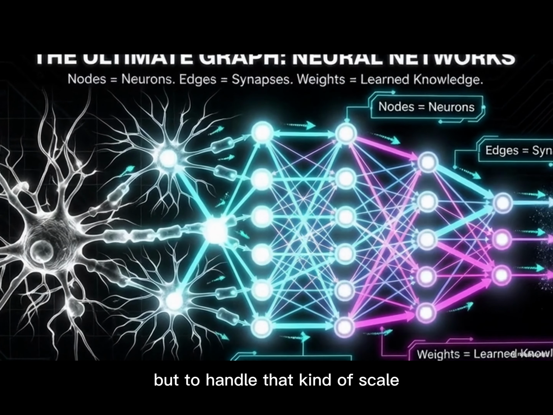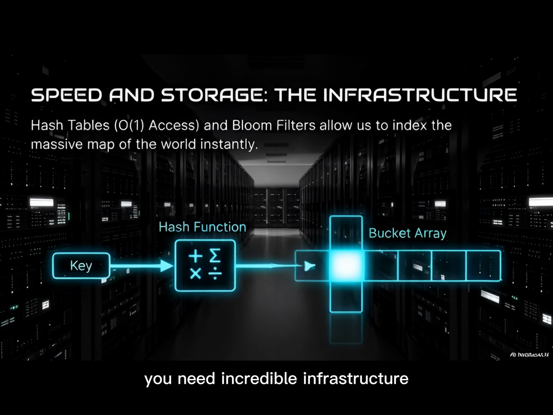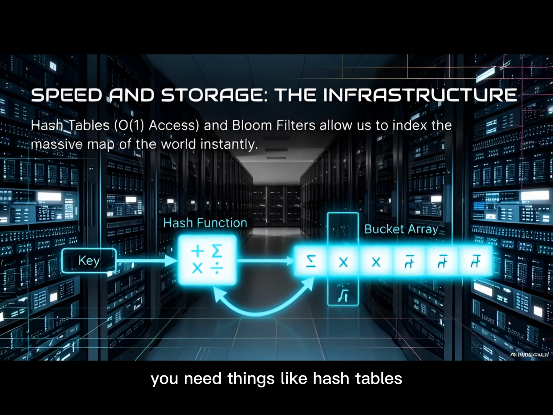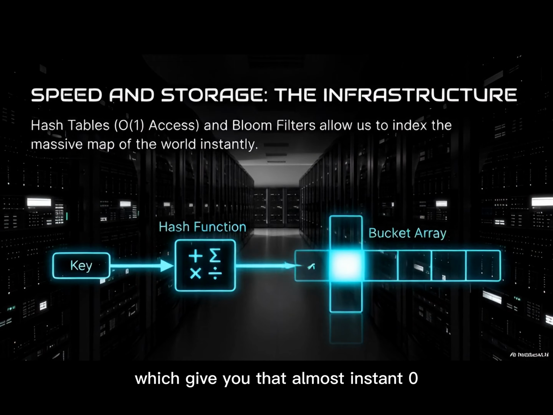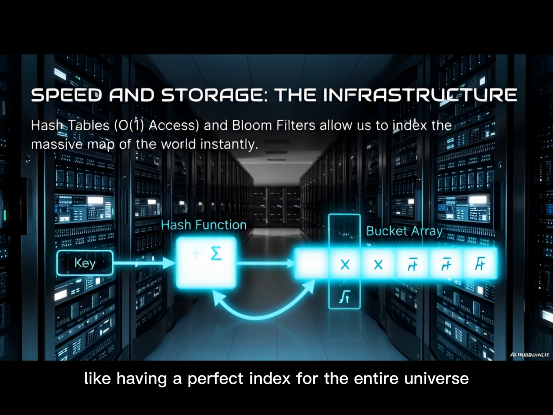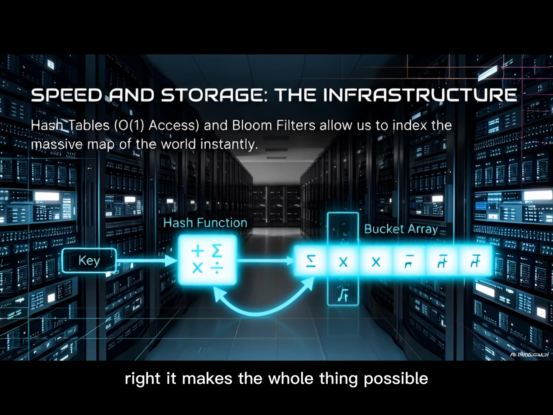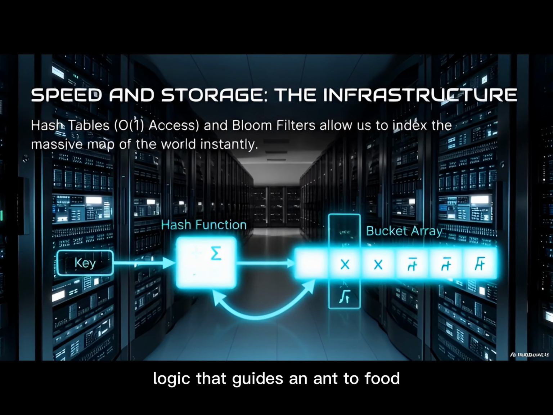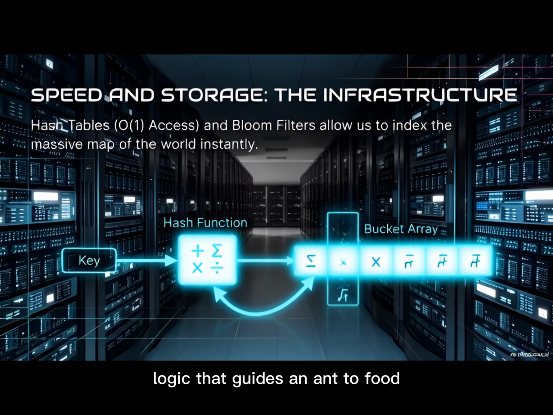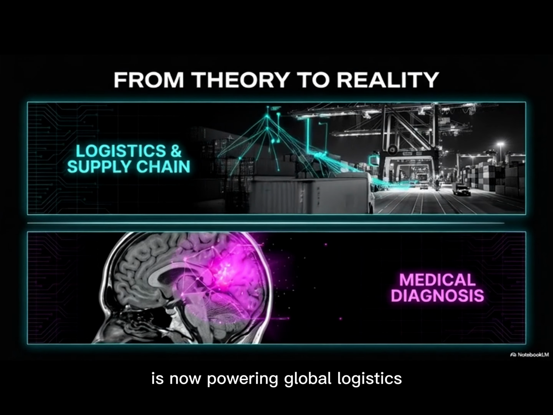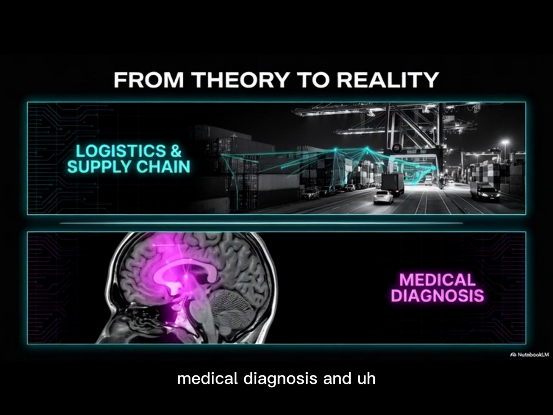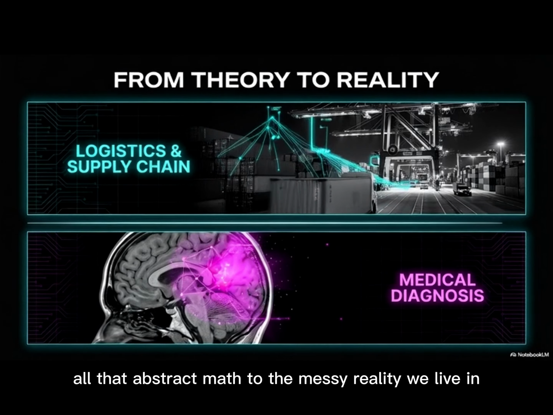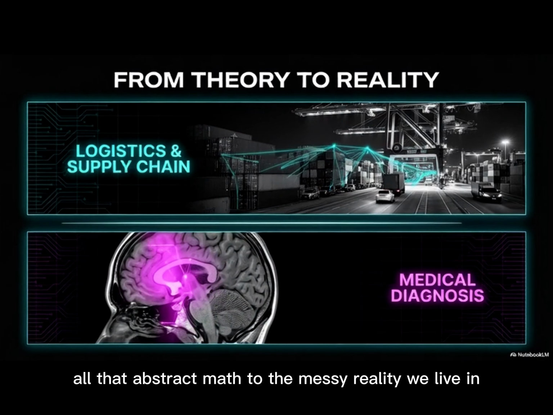But to handle that kind of scale, you need incredible infrastructure. You can't search through that data one by one. You need things like hash tables. Which give you that almost instant O(1) access. It's like having a perfect index for the entire universe. Right. It makes the whole thing possible. It's just amazing that the same basic logic that guides an ant to food is now powering global logistics, medical diagnosis, and the smart cities of tomorrow. It connects all that abstract math to the messy reality we live in.